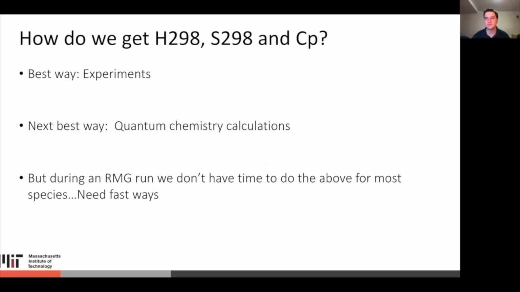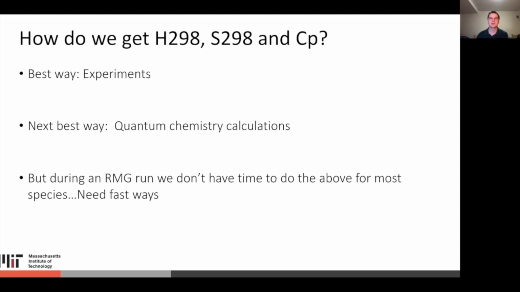Now, how do we get those particular properties? So the best way to compute these is always going to be experiments, but experiments take a long time to do and are a lot of work. And usually if you have 400 species in your kinetic model, you don't really want to design and run 400 different experiments just to see what the kinetic model looks like.